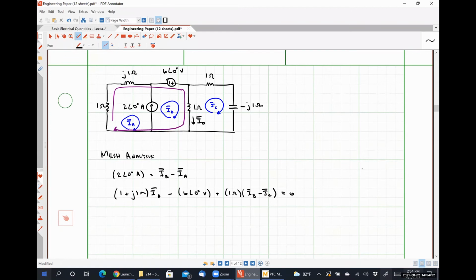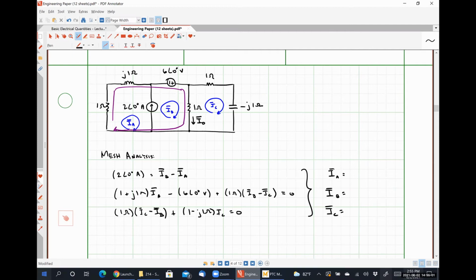And then I'm going to write my Kirchhoff's voltage law equation around mesh C. So I will have 1 ohm times (IC minus IB) plus (1 minus j1) ohms times IC is equal to 0. And I can now solve this 3 equation, 3 unknown system.